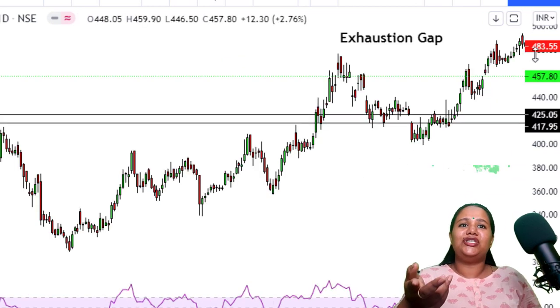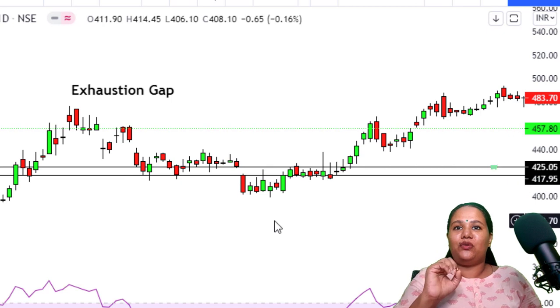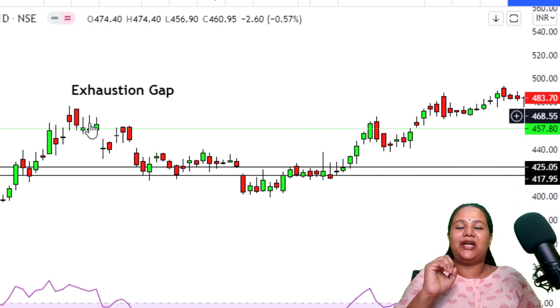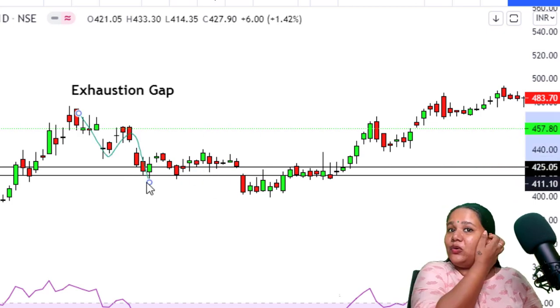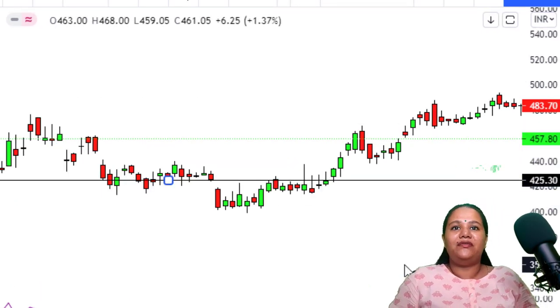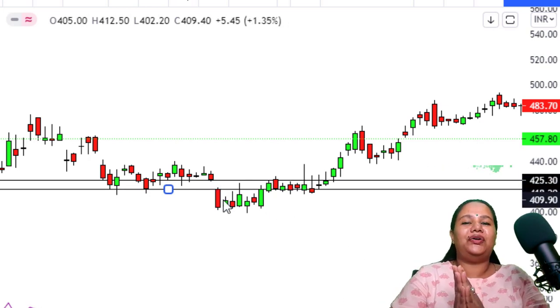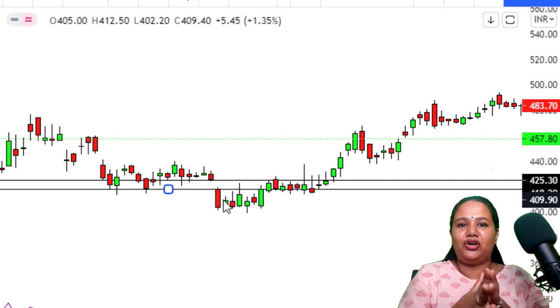This is another example of an exhaustion gap, but in a downtrend. You can see it has been coming down for a while, forming lower highs and lower lows. Over here the market closes on the previous day at 425, and on the very next day it opens at 418. Not a very big gap opening, but the problem is that this gap does not get filled.